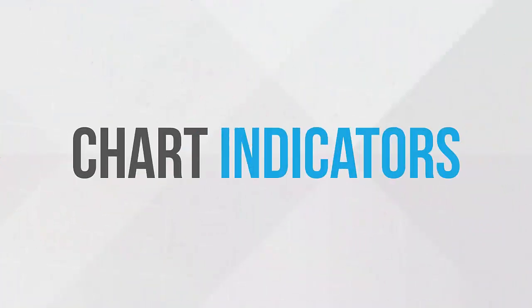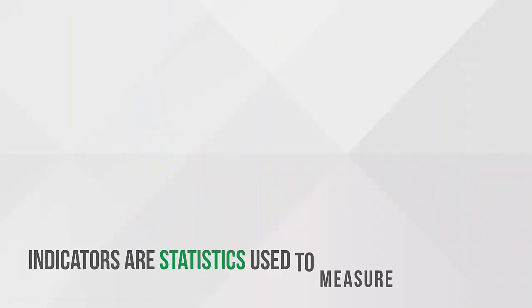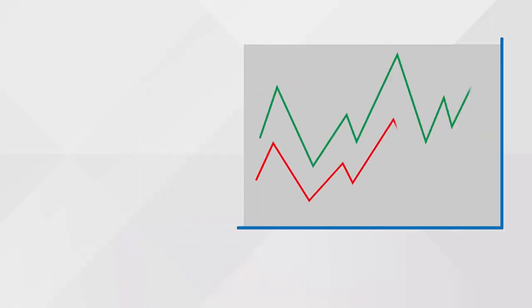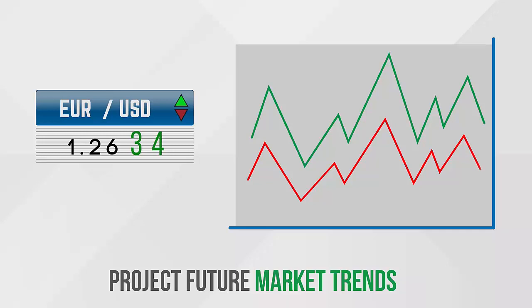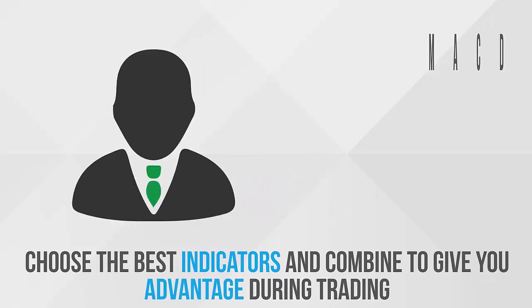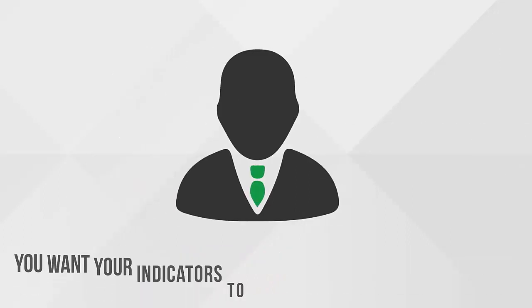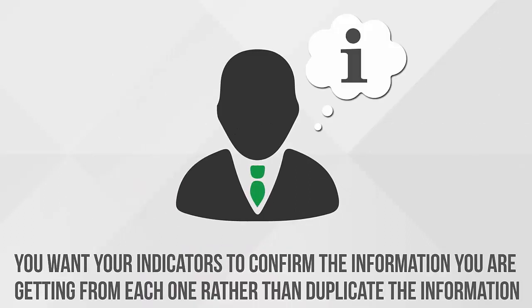Chart indicators. Let's start with some basic indicators that you can use when you start trading. Indicators are statistics that are used to measure current forex market conditions and to project future market trends. Your job is to choose the best indicators and combine them in a way that will give you an advantage during trading. Ideally, you want your indicators to confirm the information you are getting from each one rather than duplicate the information.